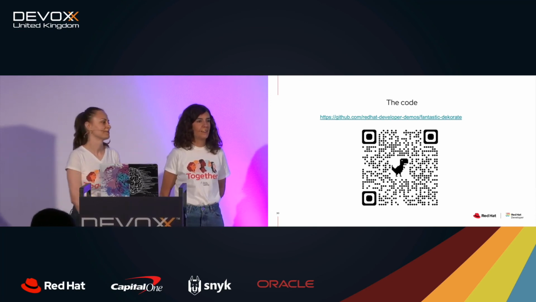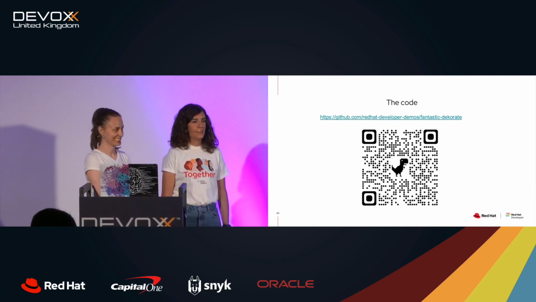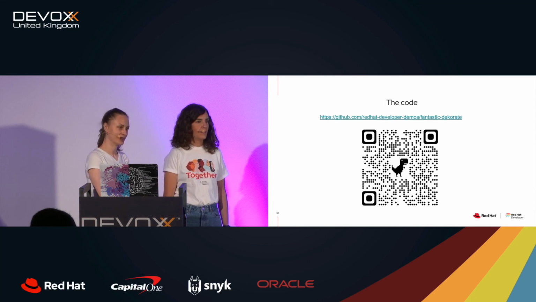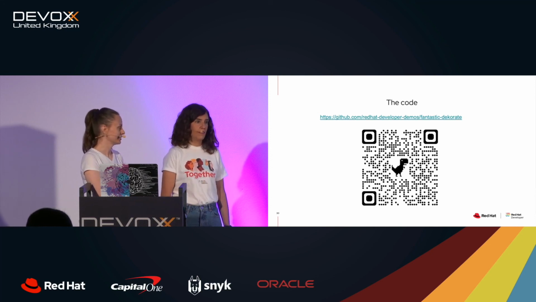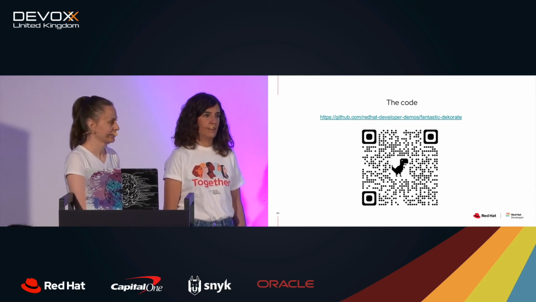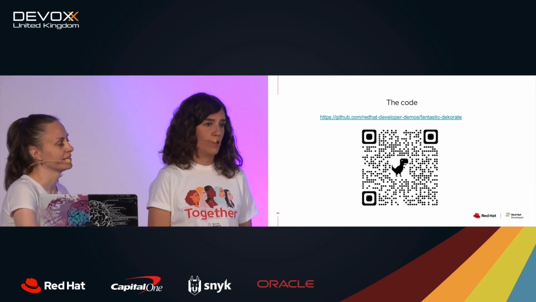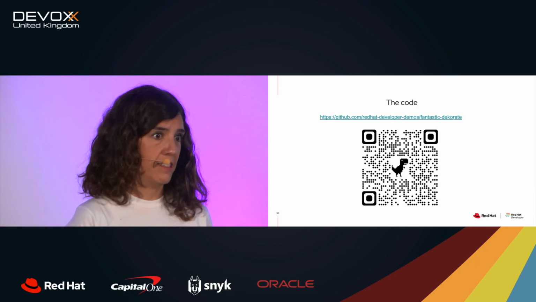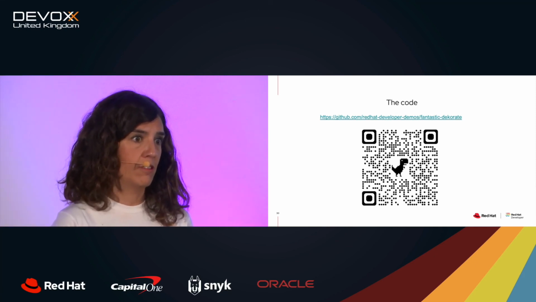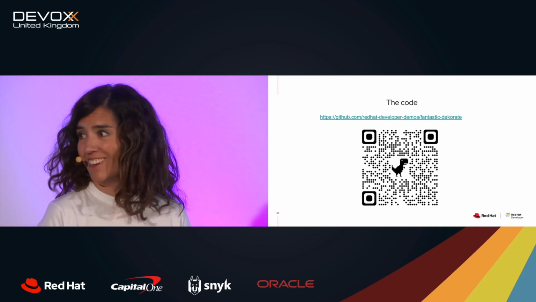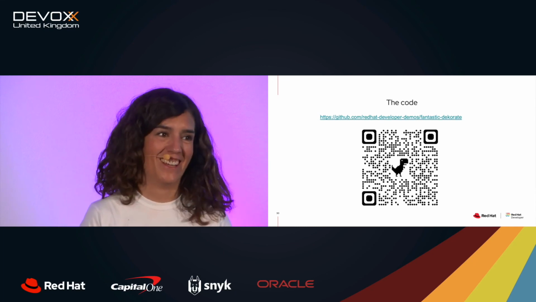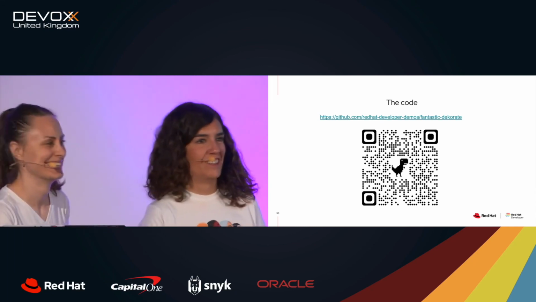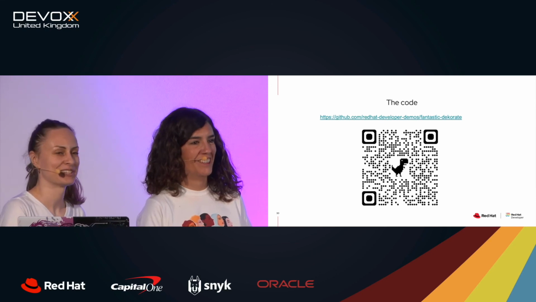There's a question there. Dekorate supports Quarkus profiles, to be able to configure the pre-prod, prod, and dev environments from the Quarkus profiles. Yes, you can if you use the Kubernetes extension from Quarkus. It was a very, very good question.